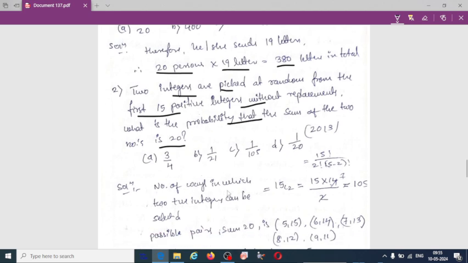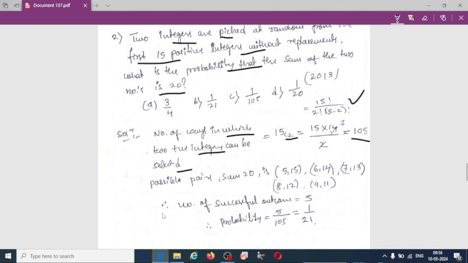So the number of ways in which two integers can be selected in total: how many positive integers are there? 15. Selecting 2: 15C2. So use the formula and calculate. That is 15 factorial divided by 2 factorial times (15 minus 2), that is 13 factorial. So the 13 factorial gets cancelled, and the remaining is 15 into 14 divided by 2, which is 105 possible pairs.